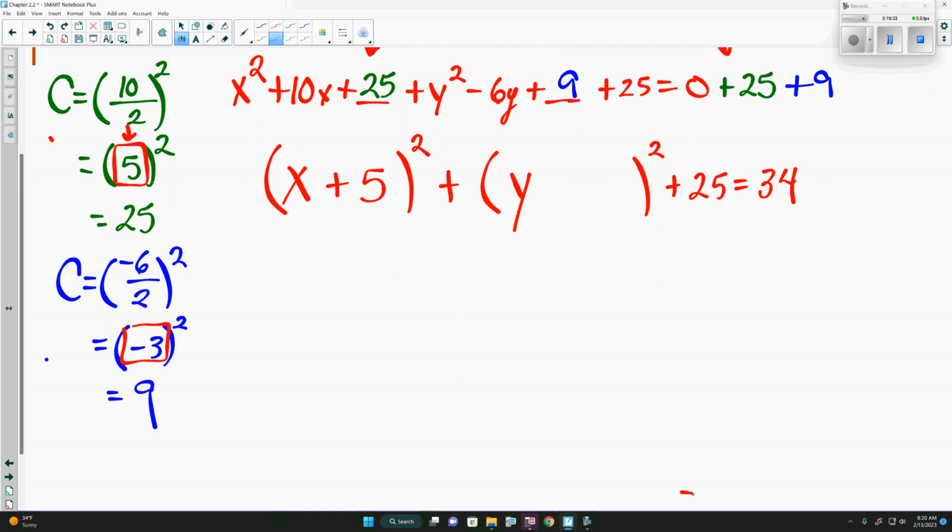Or with y, it is -3. So here we would have -3, because 3 squared is 9. Since the middle term is -6, it has to be minus. Questions on this here?